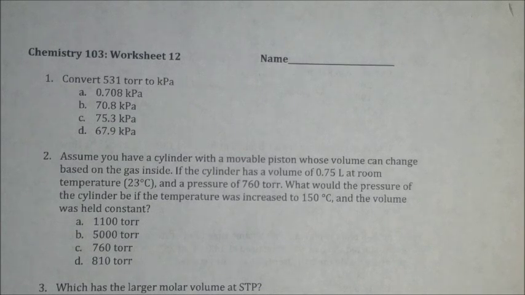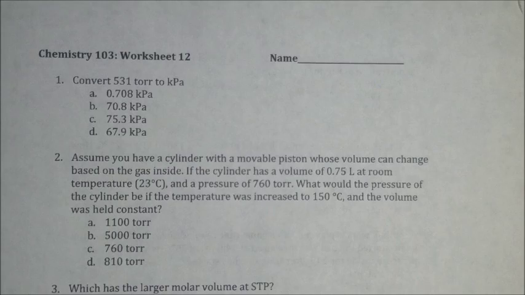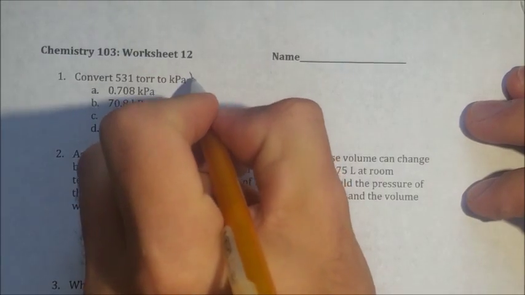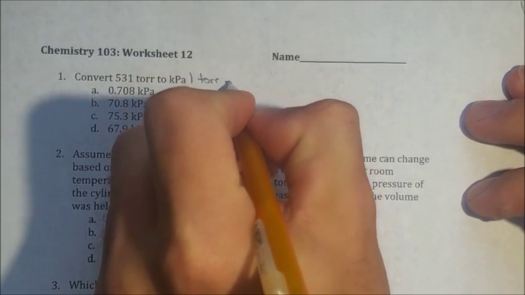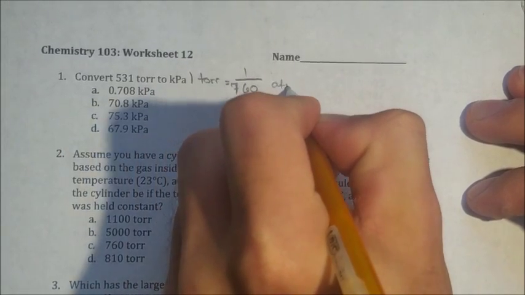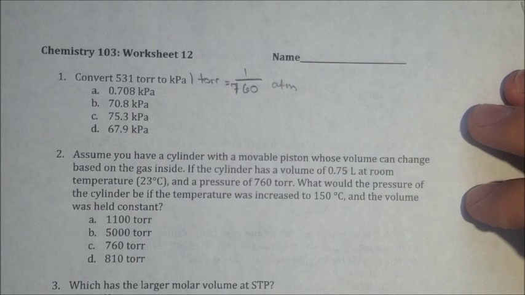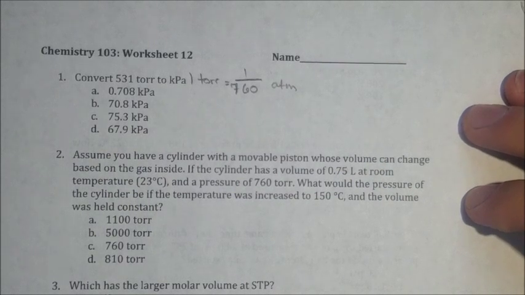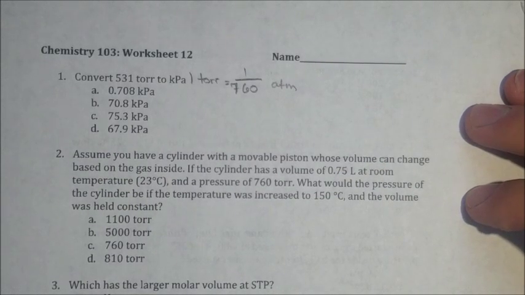So in order to do this, let me first describe to you what a torr is. So 1 torr is 1/760th of an atmosphere. So 760 torr make up an atmosphere. And an atmosphere is just the pressure at sea level, atmospheric pressure at sea level.